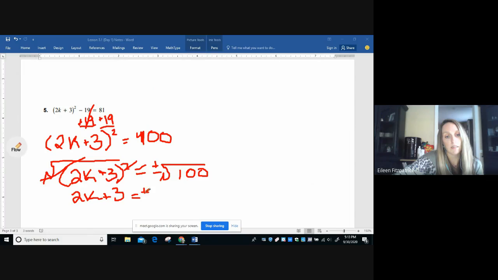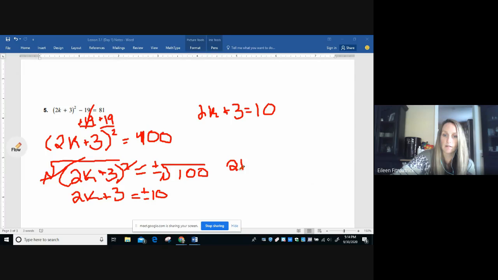equals plus minus 10. At this point, you have to write two equations. You have to write 2k plus 3 is equal to positive 10 and 2k plus 3 is equal to negative 10. So over here, I'm going to write 2k plus 3 is equal to 10. And then down a little bit, I'm going to have 2k plus 3 is equal to negative 10. And you have to solve both of those.